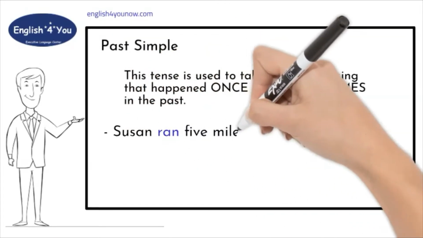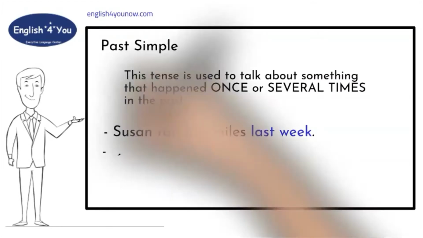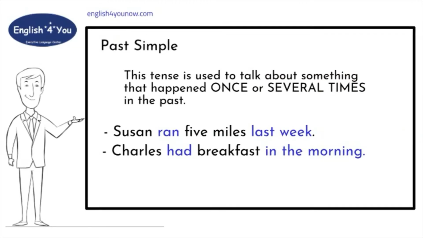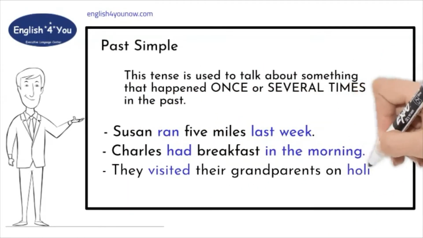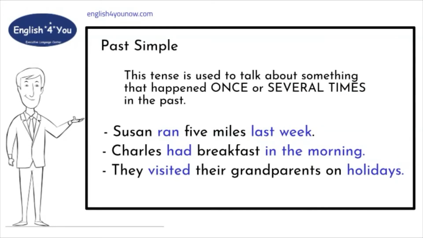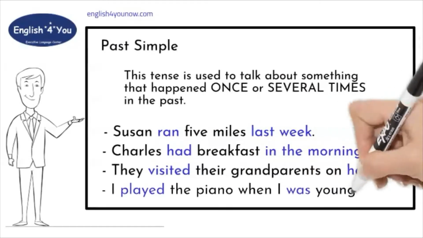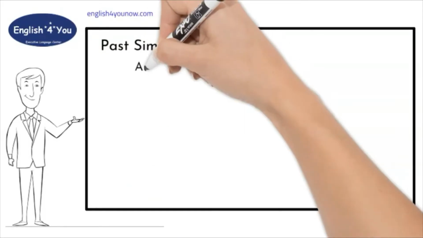For example, Susan ran 5 miles last week. This is an action that happened only once. Charles had breakfast in the morning. Again, another action that happened only once. They visited their grandparents on holidays. This is an action that happened several times in the past. I played the piano when I was young. Another action that happened only once or several times in the past.